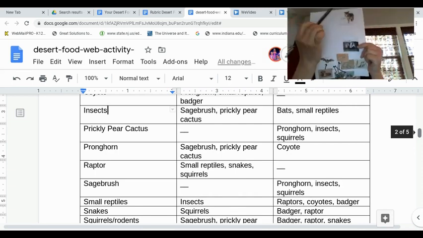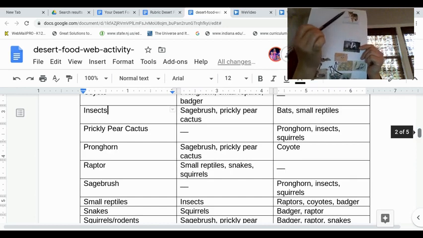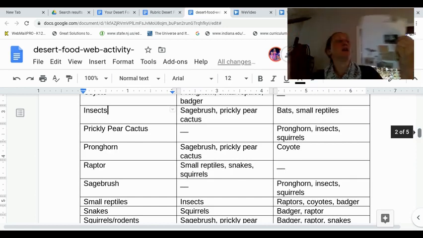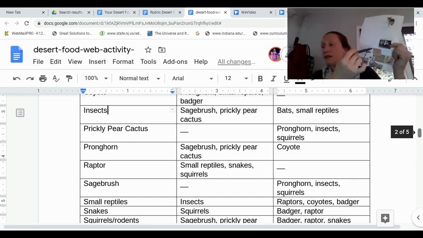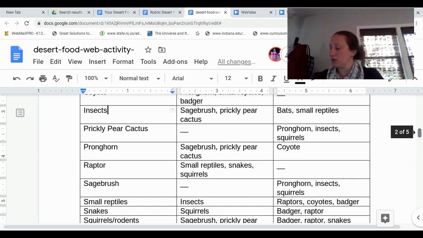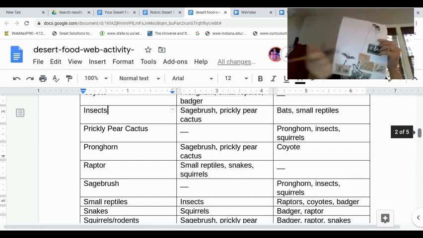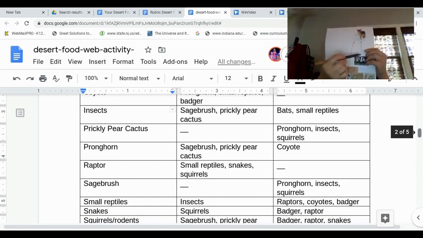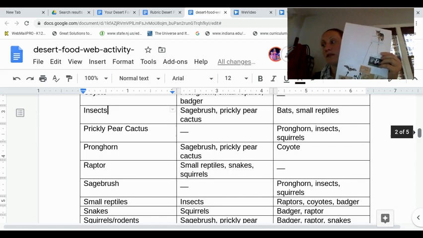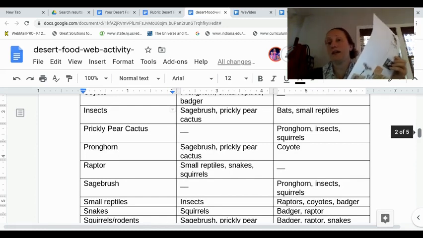I have the coyote up here because the coyote eats the badger. But remember, the coyote also eats small reptiles. So the coyote eats the badger. The coyote eats small reptiles. So I drew 2 arrows there. The coyote also eats the pronghorn. I didn't cut that out yet.